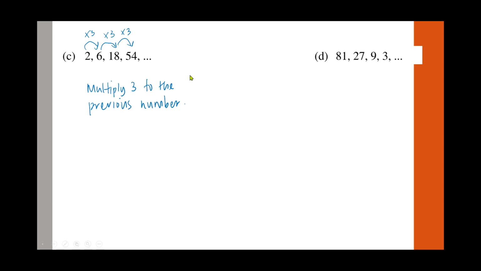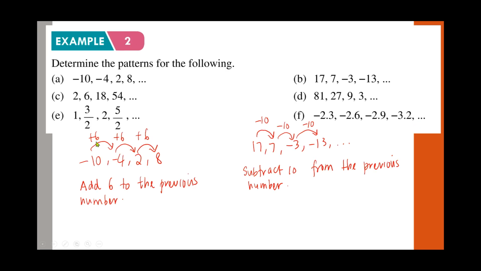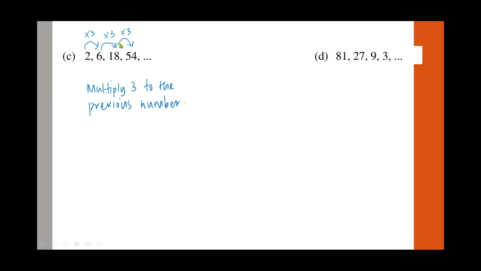Okay, now we look at D, since you know how to solve C. So you can see the pattern. If you compare with the previous one, it can plus or add with the number, subtract with the number, multiply with the number, and of course, if you have multiply, we also can divide. Okay, let's look at the next one, whether it is divide or not. 81, 27, 9, 3. So how do I get the next number here?